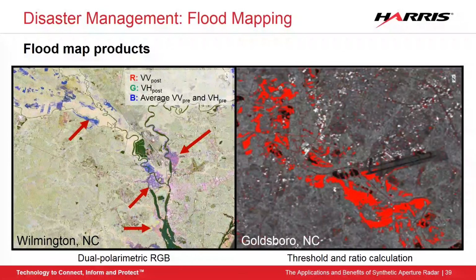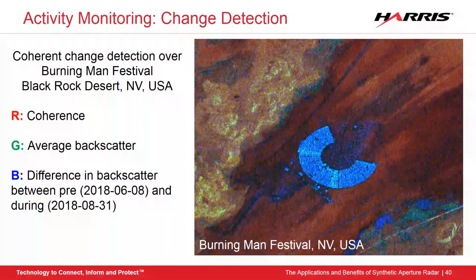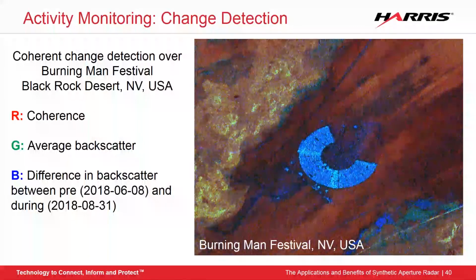Now, going on to a bit more of a fun example, we're going to look at some activity monitoring. So activity monitoring is a great way to detect changes that are happening with construction, demolition, especially in urban areas. What this means is because SAR is so sensitive to these surface structures and surface changes, we're able to detect when these changes occur and get a view on what's actually happening on the ground surface.